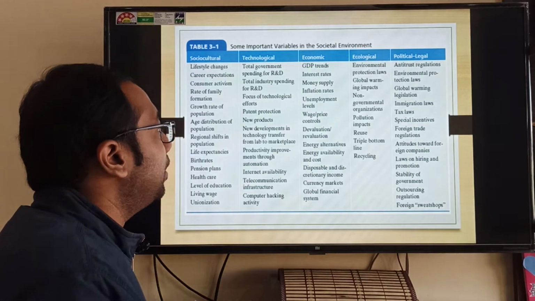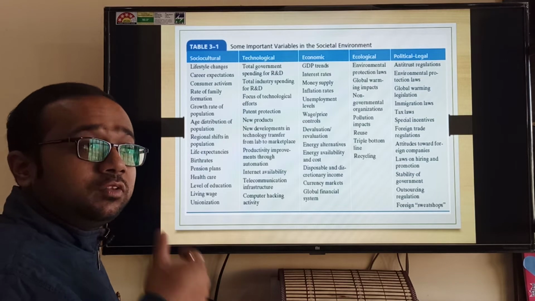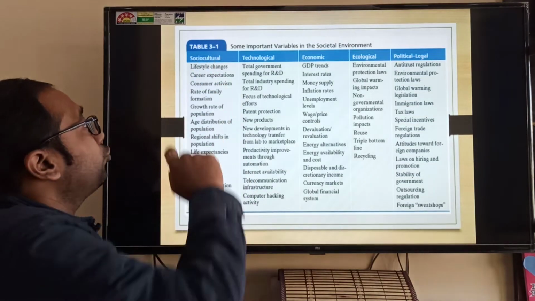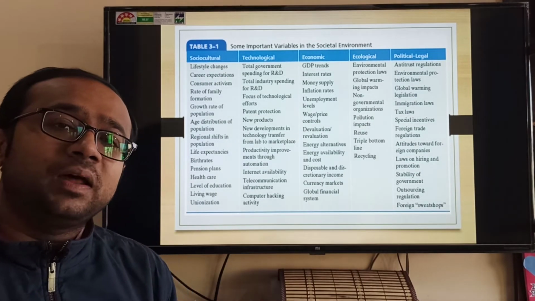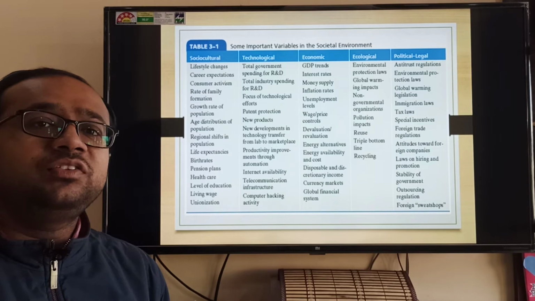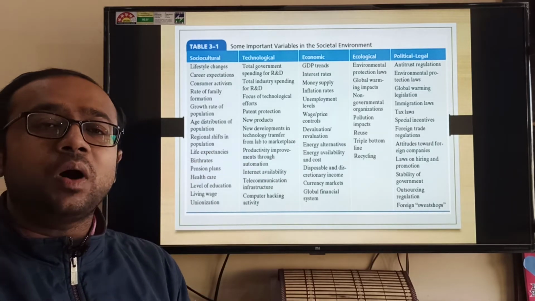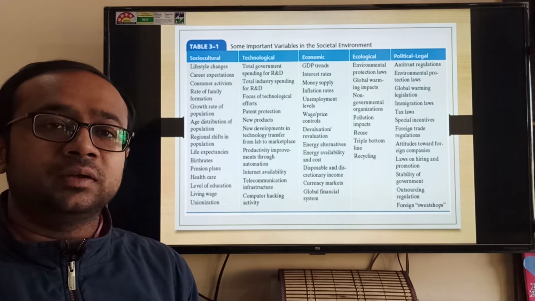We will discuss some examples. Various examples are listed in this table. I am going to explain some of them, and the others we can just quickly browse. For example, let us take the first, socio-cultural: lifestyle changes. Nowadays lifestyle has changed. If we compare the life of one generation of our parents, or one generation further of our grandparents, to our life, there is a huge change. And for our children, it will be completely different altogether.